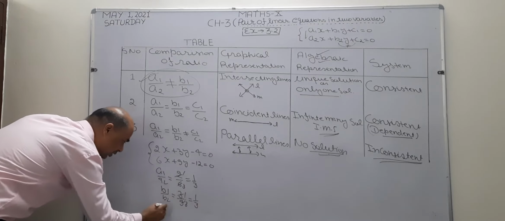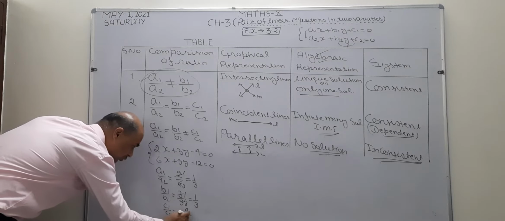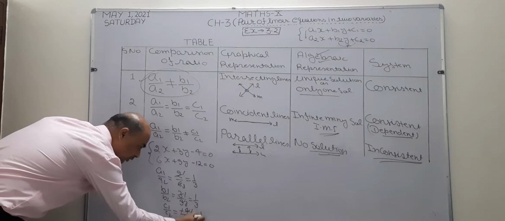Again 1 by 6 is there. After that I am going to find C1 by C2. What is the value of C1 by C2? Minus 4 by minus 12. Minus cancels with minus. 4 1s are 4, 4 3s are 12. Now the ratio becomes 1 by 3.